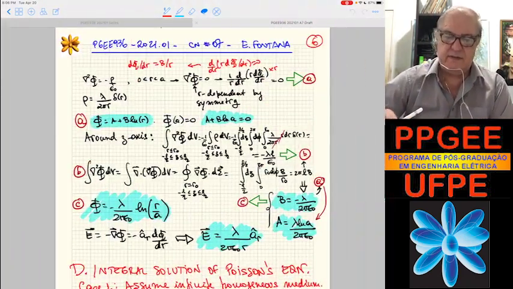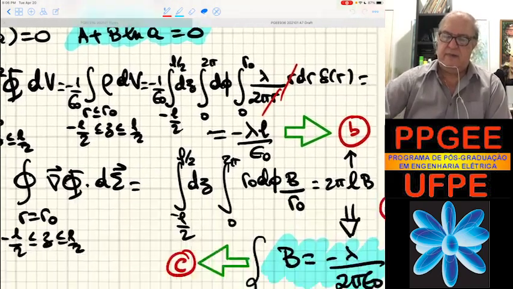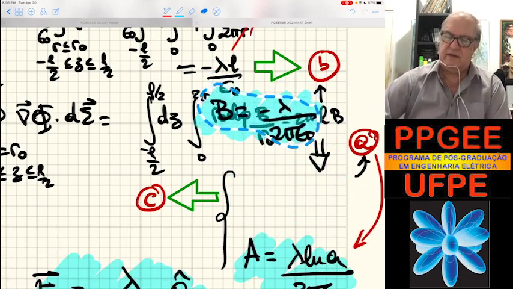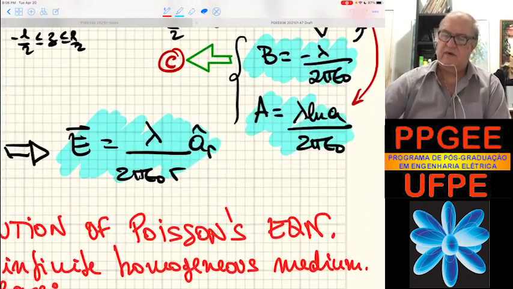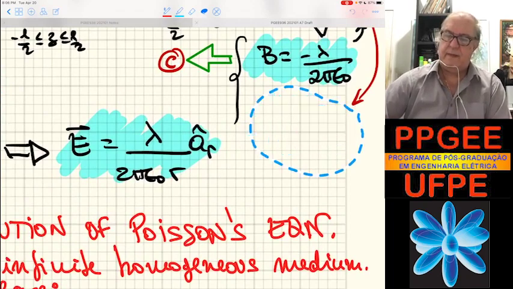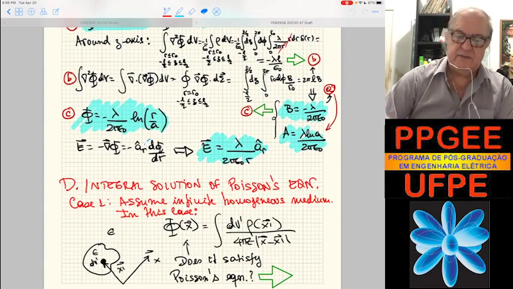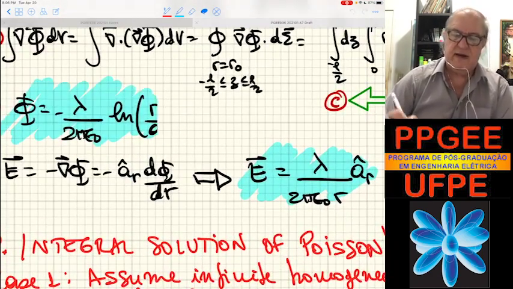In this page here, there is one condition relating A and B, and I just determined B. So we have the result here for A, right? So that's the final result for the potential. It can be written like this. You can see by inspection, right?